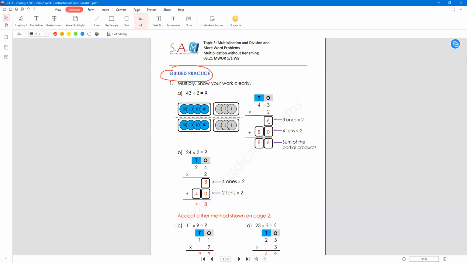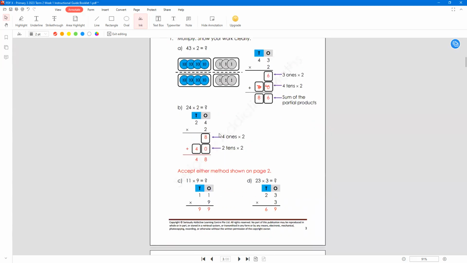So 2 times 3 equals 6 ones. And then the next level will be 2 times 4 tens. This is not 2 times 4, but 2 times 4 tens, which is 40, so it equals 80. So you write 8 this way, and then you add together, it's 86. Get them to do a few more.